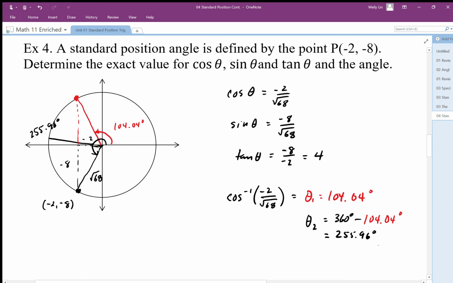So I have to ignore theta 1 because I know the quadrant. I only give one solution for this because the quadrant is known. And I have to decide whether I'm dealing with theta 1 or theta 2. And based on the positioning, we can tell by the quadrants.